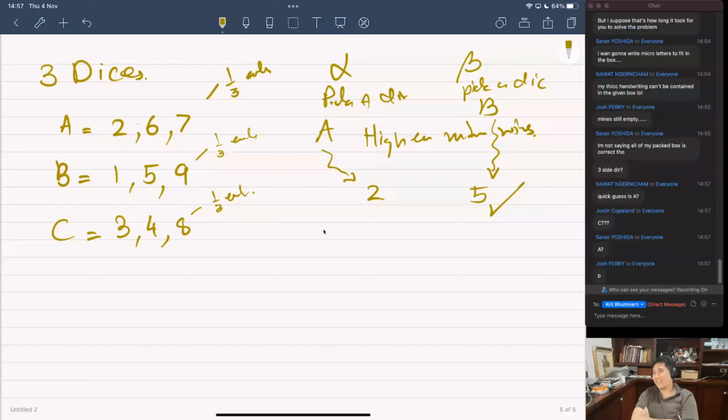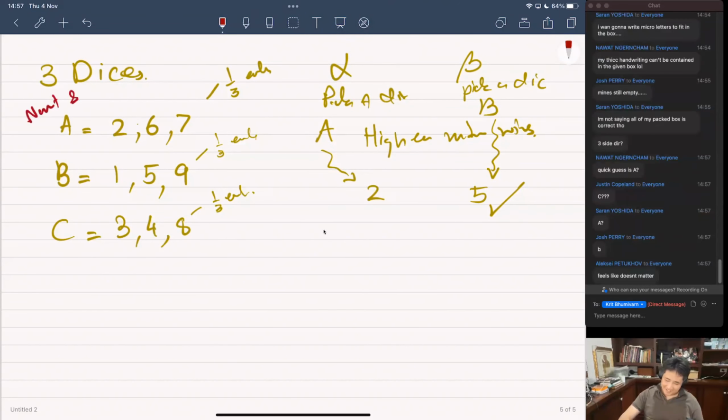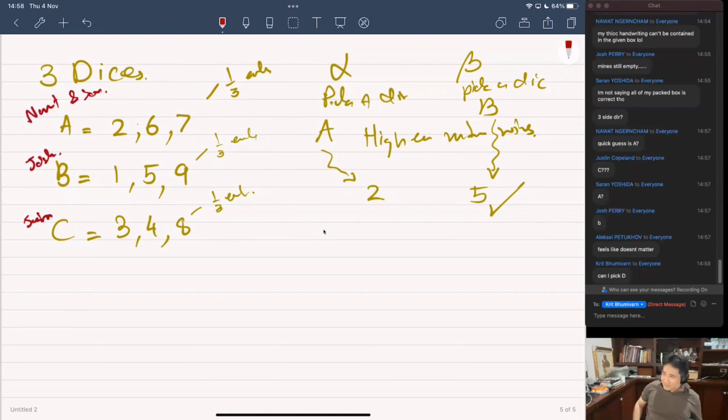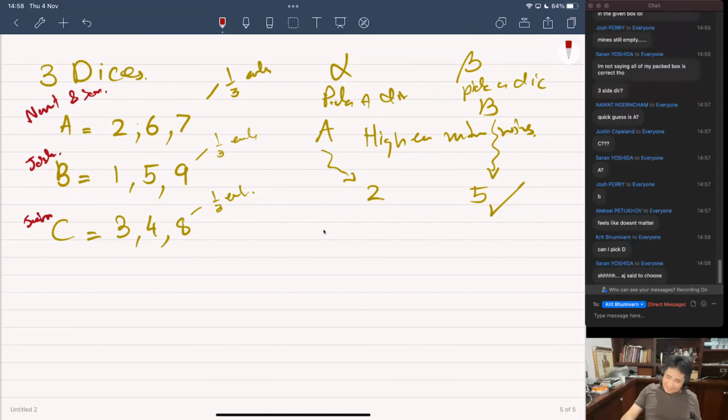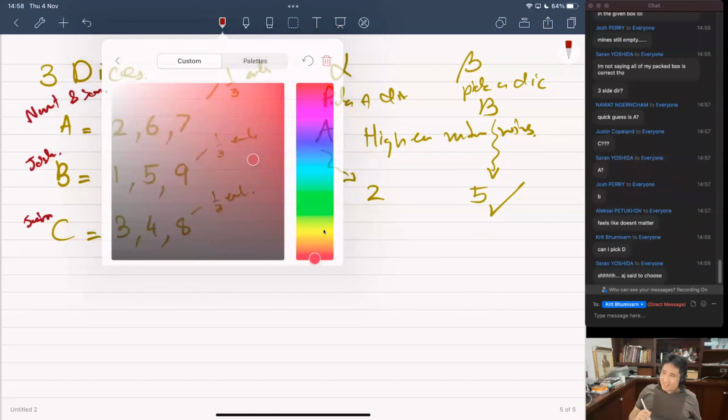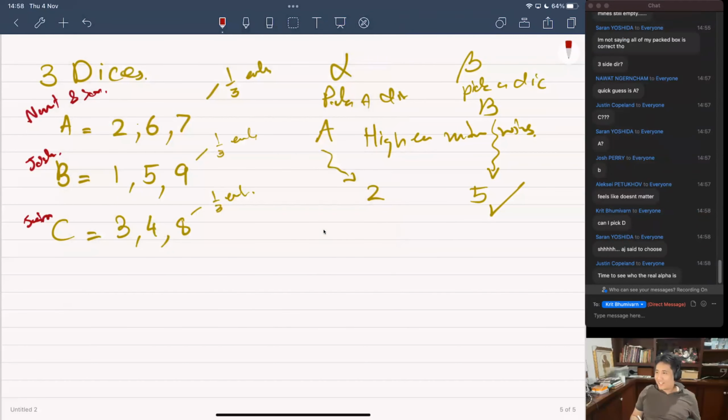C, A, B. Okay, that's great. Now, let's say there are two people here. There is Nawat and Saran over here. You like it, the soup. And there's a Justin here, and there's a Josh here. Okay, let me pit you all against each other. You can pick. No, you cannot pick D. It doesn't exist. Okay, so let's wait.